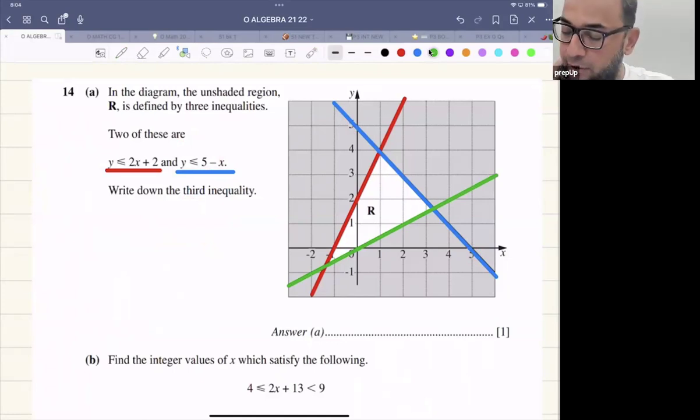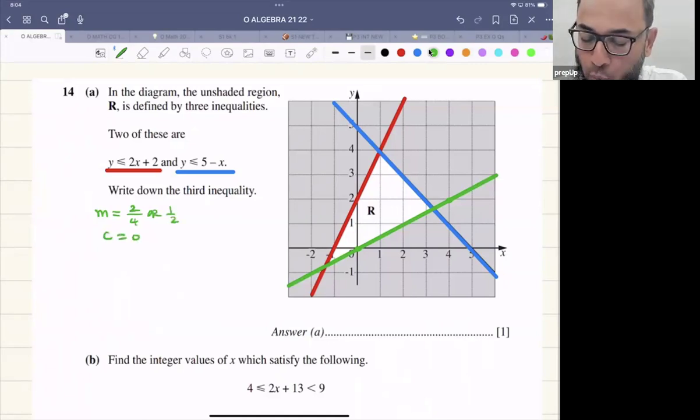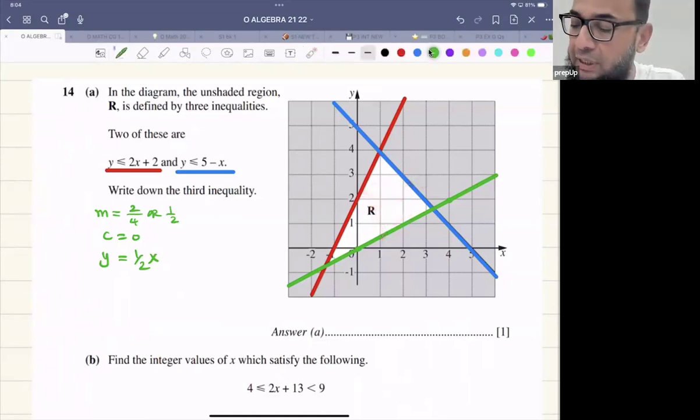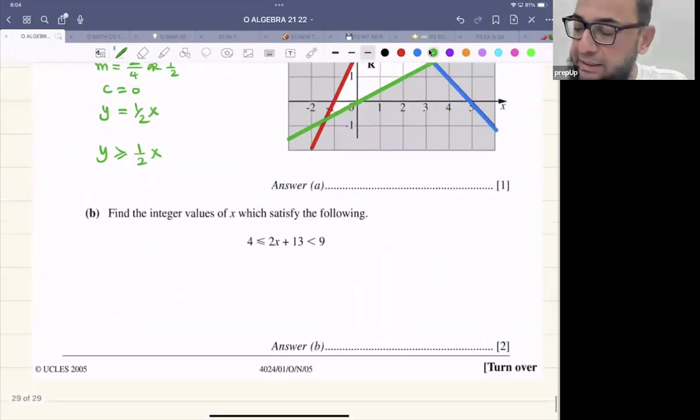Write down the third inequality. So now the third inequality, the green one, this is the y-intercept, this is 4 comma 2. Gradient, I can see that is 2 over 4 or half. Y-intercept is 0, y is equal to half x. It is below the red line, it is below the blue line, and it's above the green line. So therefore the inequality is, it's a solid line, right? So y is greater than or equal to half x. And that's how this thing is done for 1 mark.